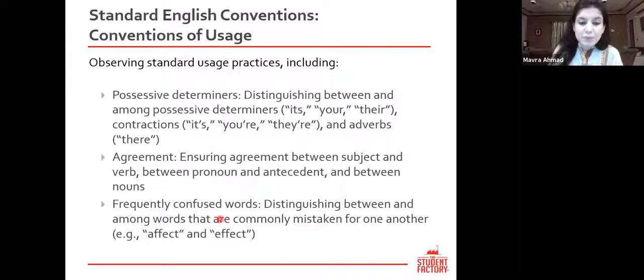Lastly, frequently confused words. Distinguishing between and among words that are commonly mistaken for one another. For example, effect and effect. अब ये कुछ words ऐसे हैं जिनमें हमें confusion होती है, तो हमें इनका difference ज़रूर पता होना चाहिए. Let's look at some more examples for these terms and make it more clearer for us to understand them.